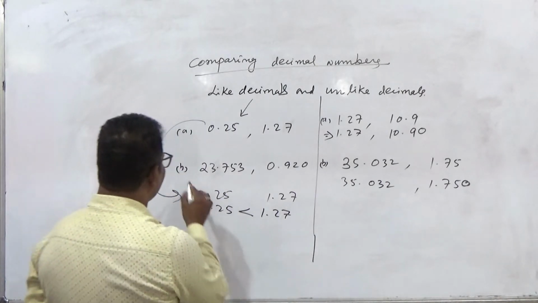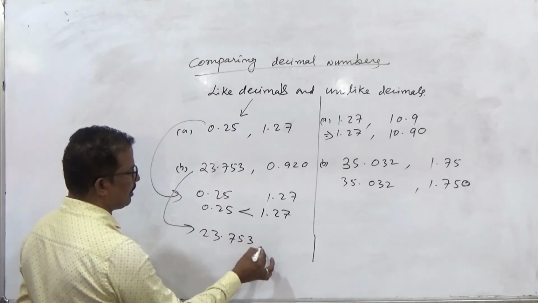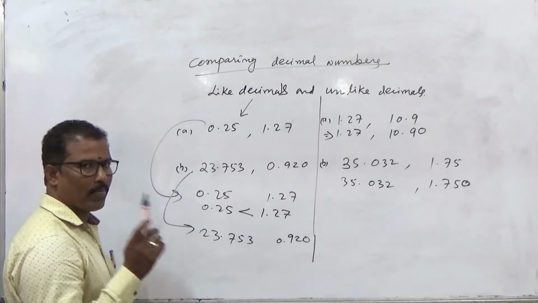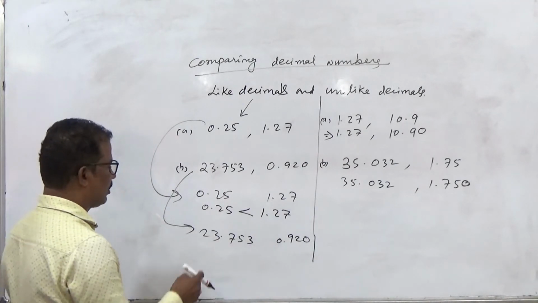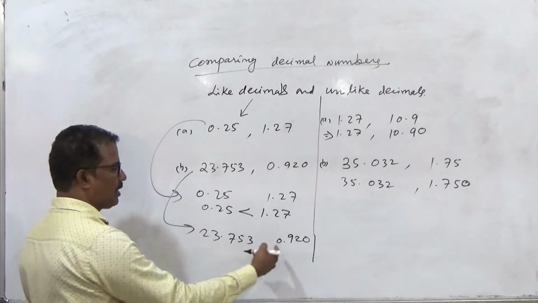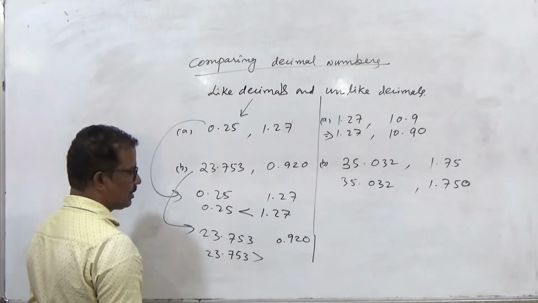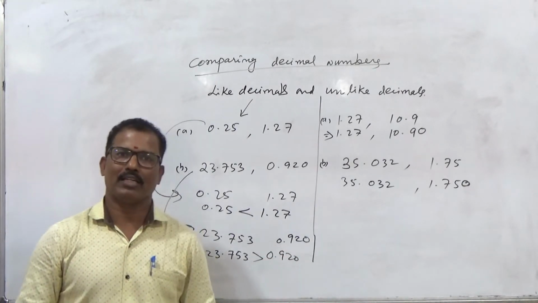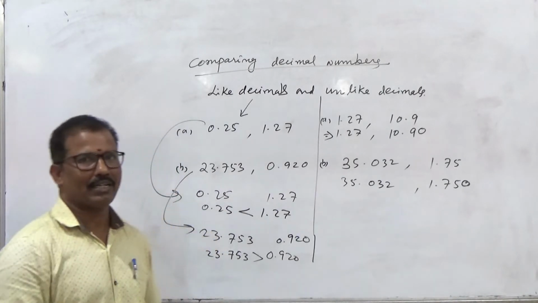Similarly, for this it is 23.753 and here 0.920. In this we compare the whole part first. Here the whole part 23 is there and here 0 is there. So 23 is bigger than 0. That means this whole decimal number is bigger than this number. So we can say 23.753 is greater than 0.920. In this way we compare the decimal numbers after converting the unlike decimals into like decimals. Then we can compare like this.